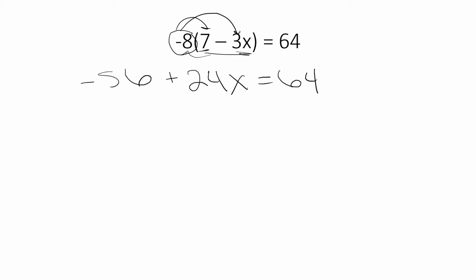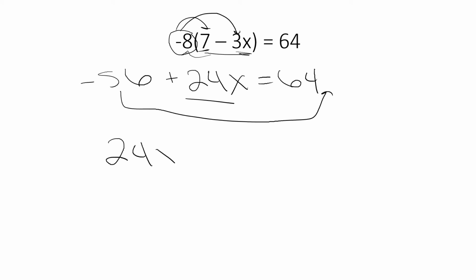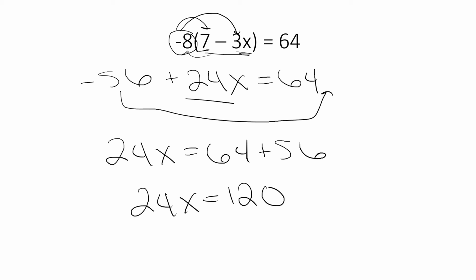X is to the left. Already done. Everything else to the right. My -56 is going to become +56. And so now we're going to add our like terms. I don't have any like terms on the left, but I have like terms on the right. So I have 64 plus 56, which gives me 120, I think. Here, then, well, yes, 120. Last step is going to be to divide and make sure whatever you're moving goes on the bottom, and you end up with x equals 5.